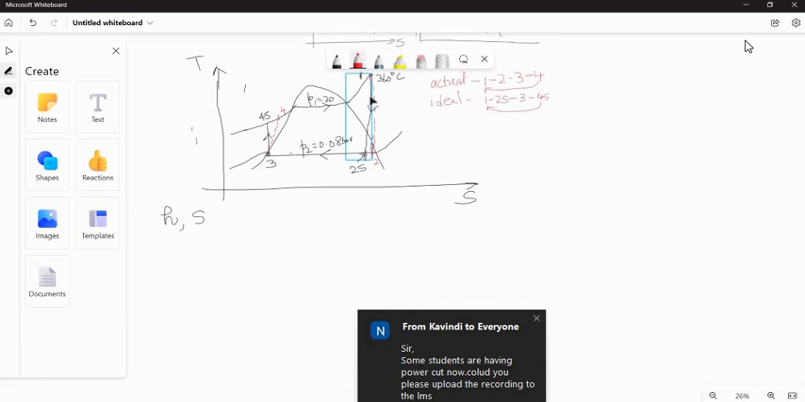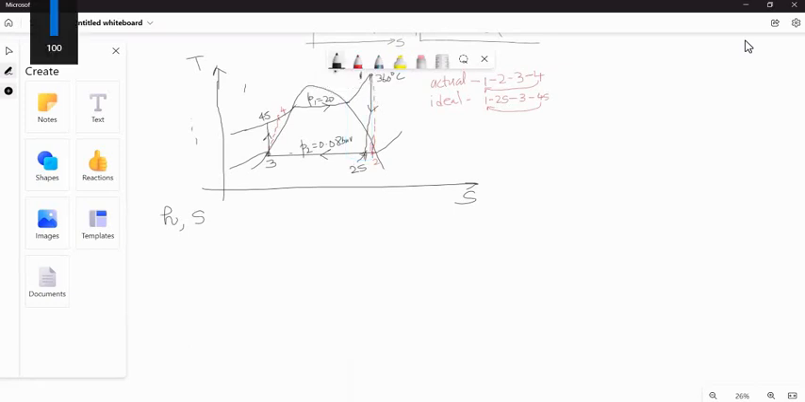So let's change the color. Over here I can write 20 bar, 360 degrees centigrade. So you need to find out the values for point 1. Now this point 1 is in the superheated area. Superheated area over here. Here liquid plus gaseous. Here fully liquid. That actually you should know.